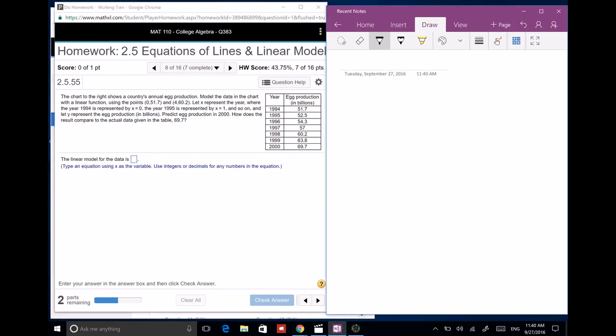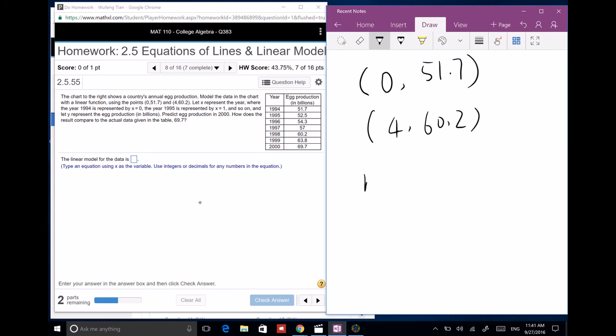Number 8. The chart shows the country's annual egg production. Model the data in the chart with a linear function using two points. Here x represents the year, so first you have 0, 51.7, then 4, 60.2. Basically, they ask you to find the equation. Use the equation as a variable.